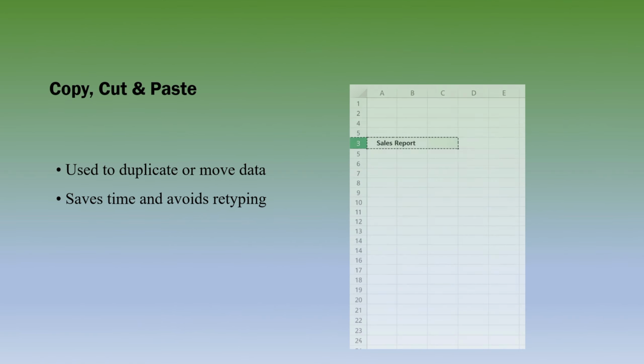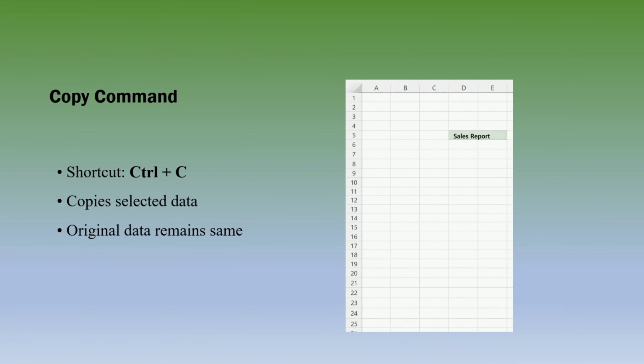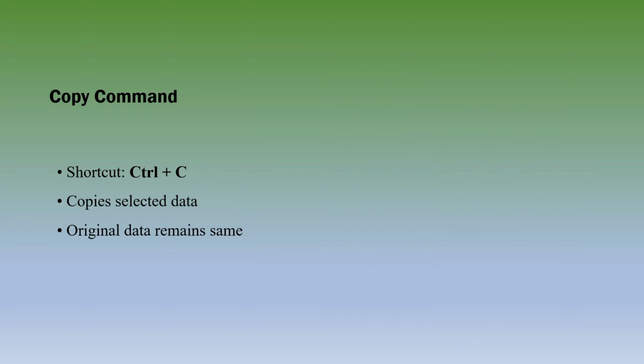Cut, copy, and paste are used to duplicate or move data. These options help us work faster and avoid retyping the same data. The copy command is used to duplicate data. Select the cell and press Ctrl+C. The original data will remain in the same place. You can paste it anywhere you want.